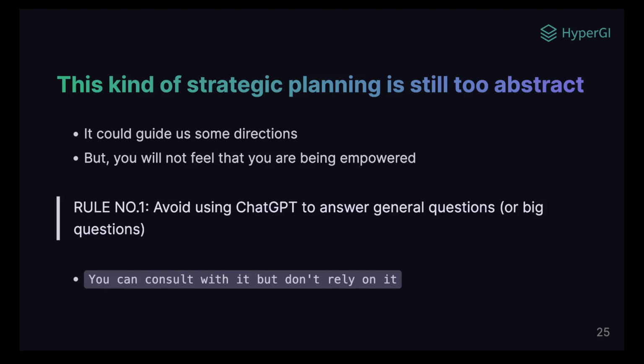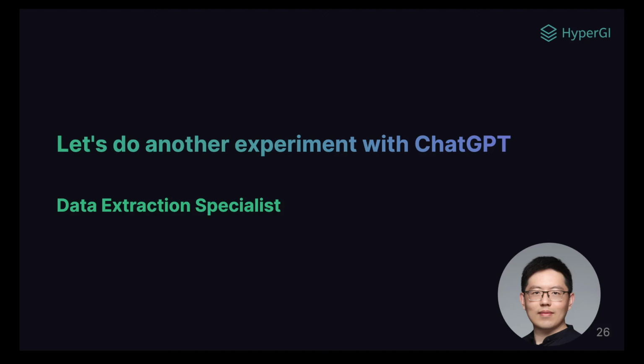As we have done together in our lab session, you can see this kind of strategic planning is still too abstract. It could give us some directions, but you will not feel that you are being empowered. Therefore, rule number one when you use ChatGPT to build up the agent: avoid using ChatGPT to answer very general questions. You can consult with it, but do not rely on it, because it's too general and too abstract.